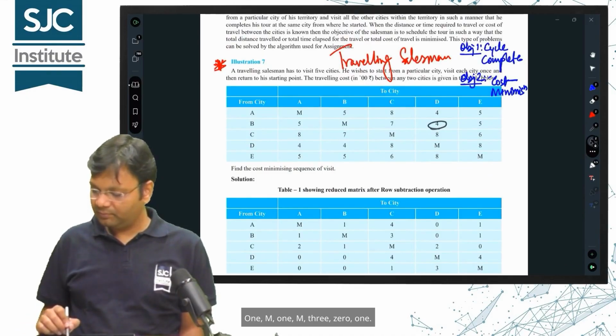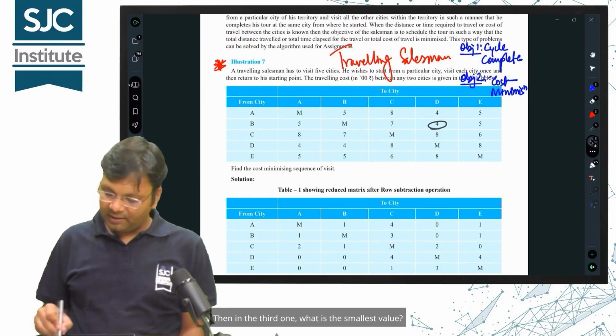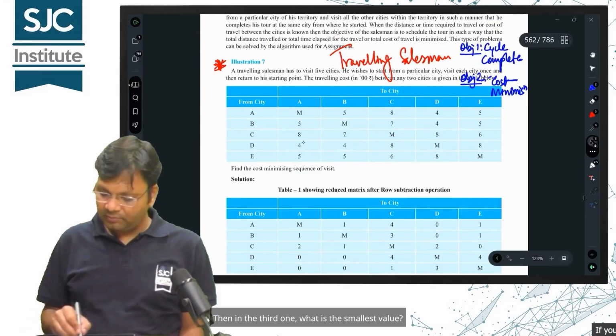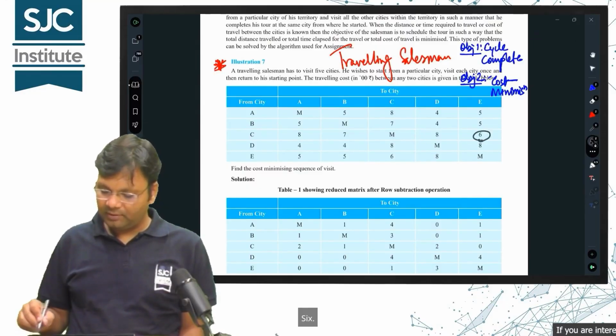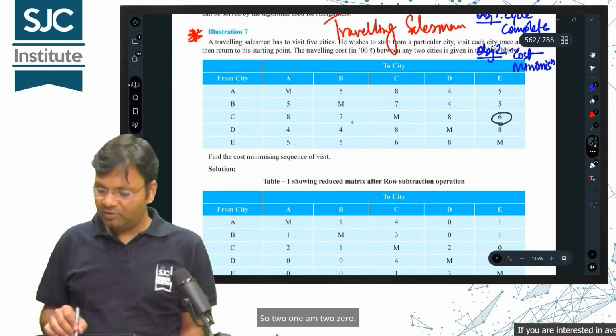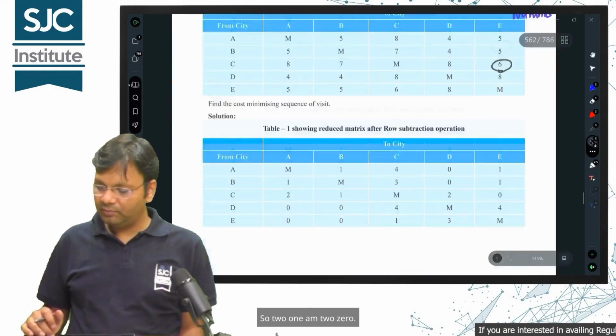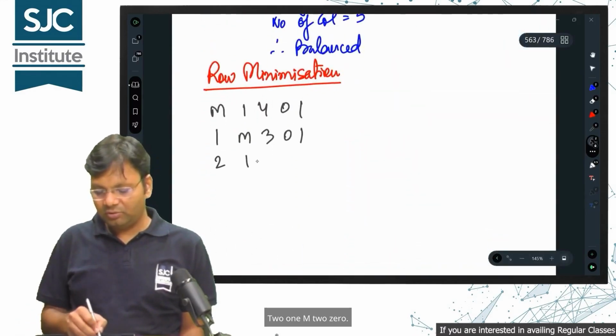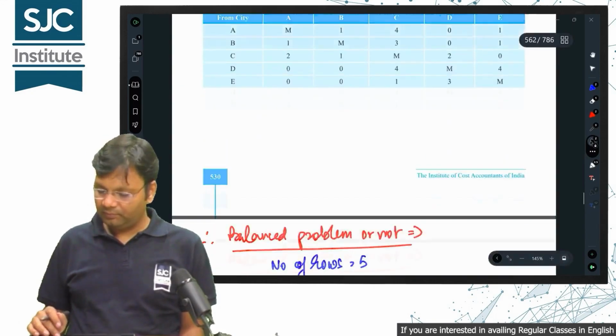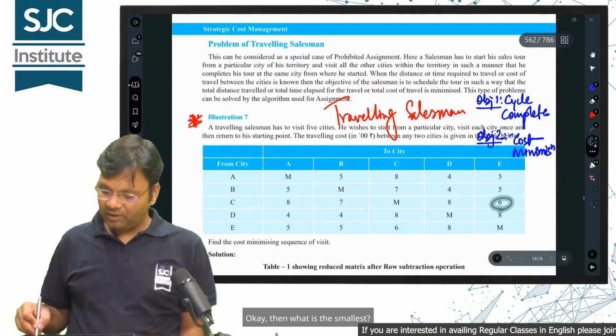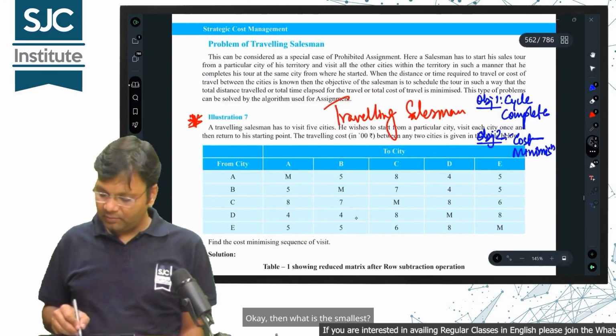1, M, 3, 0, 1. Then in the third one, what is the smallest value? 6. So it becomes 1, M, 2, 0. Okay, then what is the smallest? 4.